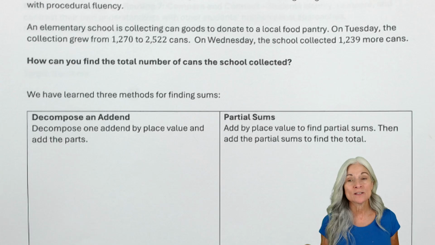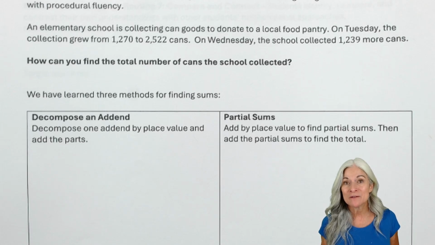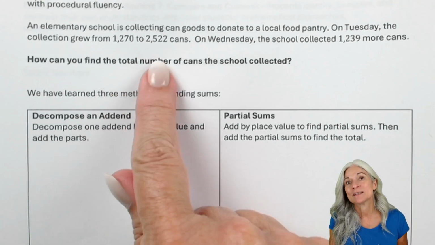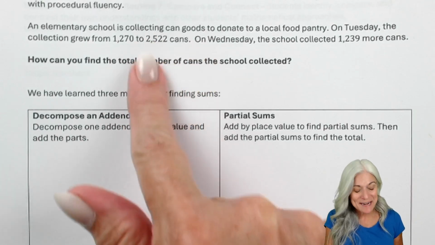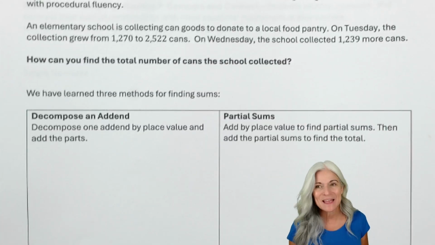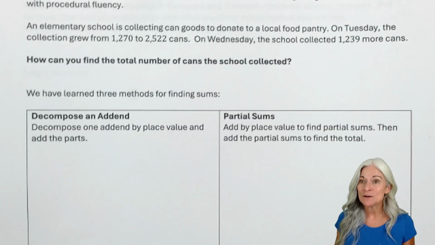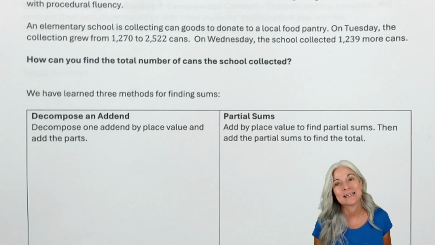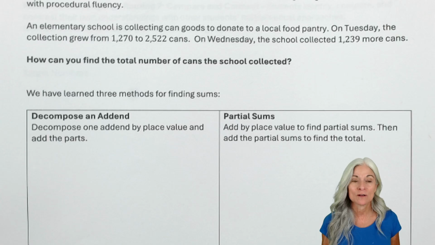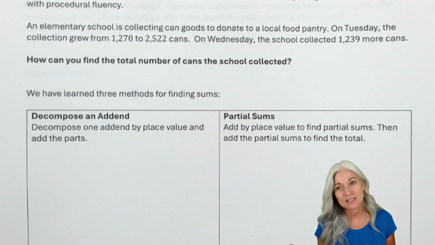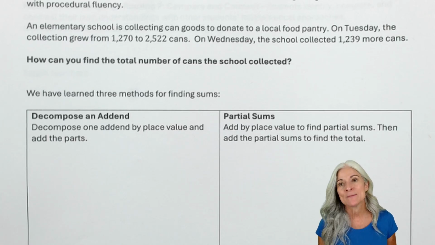And then you say, what do we know? Well, we know on Tuesday it grew from this amount to this amount. So we know how much they had on Tuesday. We know how much they had on Wednesday. And then you read it the third time as a choral class reading. And then the third time you answer the question, what are we trying to find out? So really just get students in the habit of breaking down and deciphering these word problems.